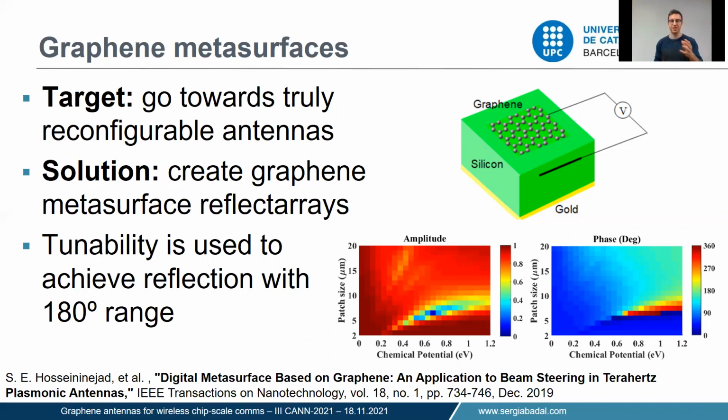We could observe that there's this map in terms of amplitude of the reflection coefficient and the phase of the reflection coefficient. And for metasurfaces, it's very important to have a high amplitude and phases going from 0 to at least 180 or to 270.